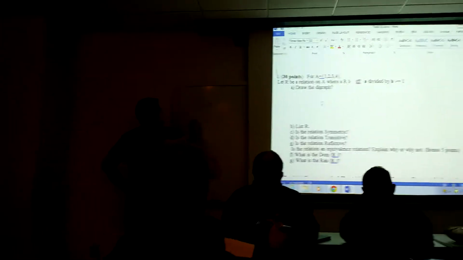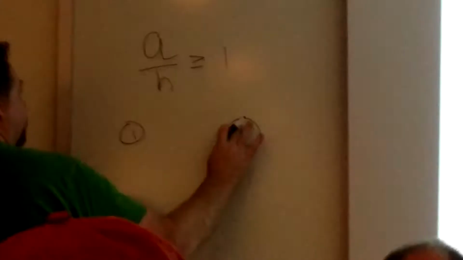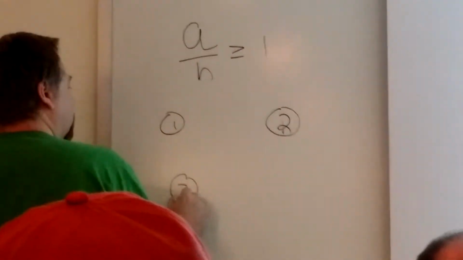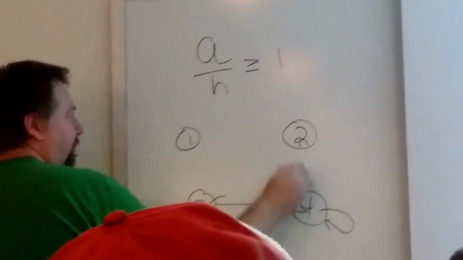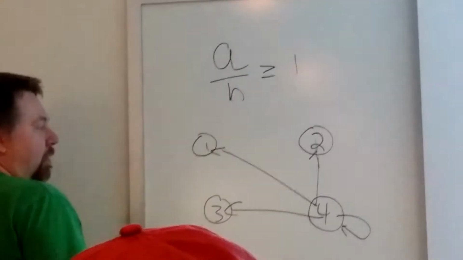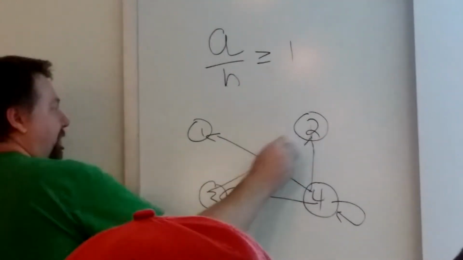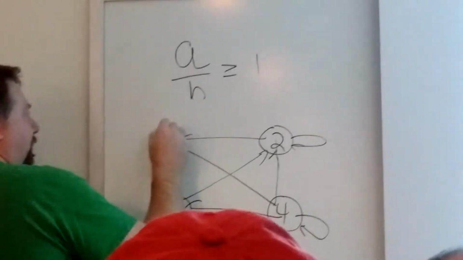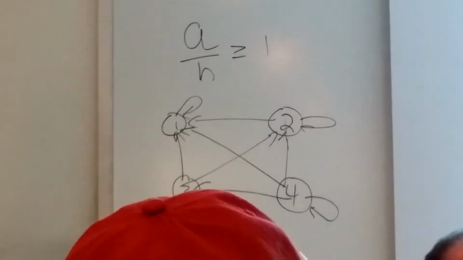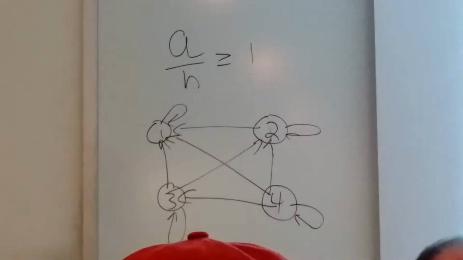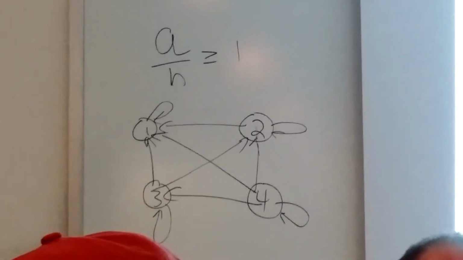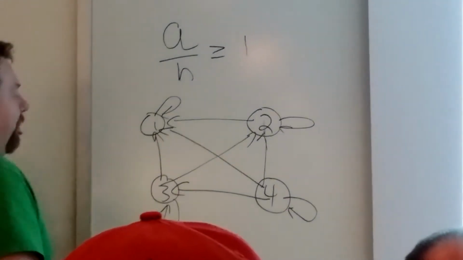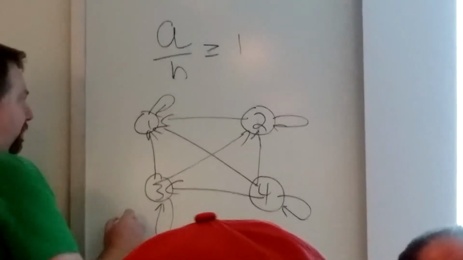So the digraph's easier than actually listing the points. 1, 2, 3, 4. So 4 would point to 4, and then everything less than 4. 3 would point to 3, and everything less than 3. 2 would point to 2 and 1, and 1 would point to 1.